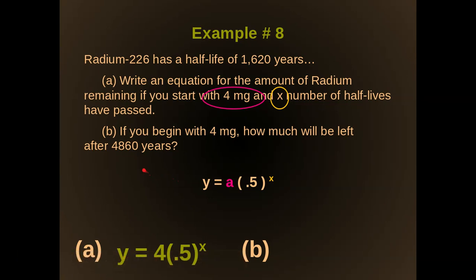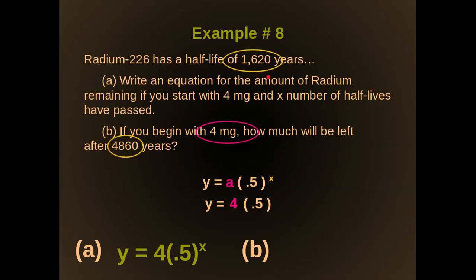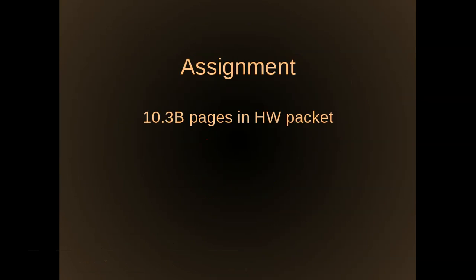How many would be left after 4,860 years? Same starting amount. But now, if it's a total of 4,860 years divided by the half-life of 1,620 years, that gives us 3 total half-life periods. So again, I divided the total time by the half-life, and that gave me my exponent. 4 times 0.5 to the third power is 0.5 milligrams. So that is exponential decay.